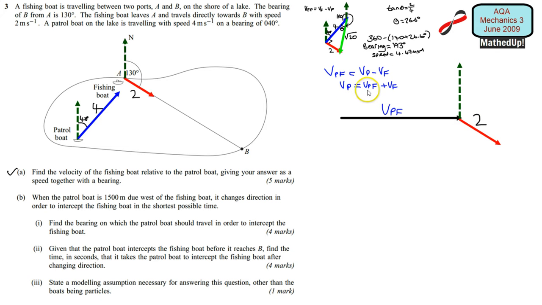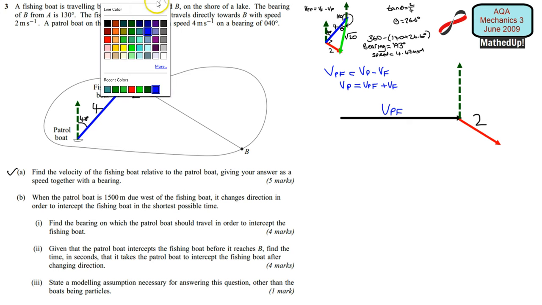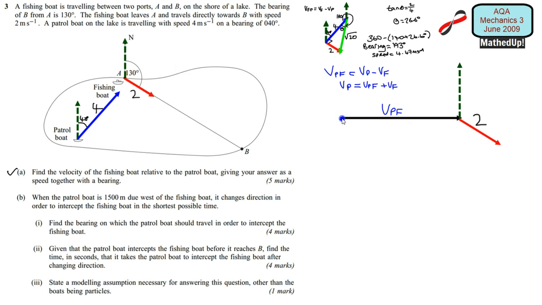Right, okay, so from this we know that this plus this is going to give us the velocity of my patrol boat. So I'm going to draw the velocity of my patrol boat in here. And that has to be going in that direction there. That's going to be the velocity of my patrol boat, and that's still going to be going at 4 meters per second. So that's still going to be equal to 4 meters per second. Okay, so it's only changed direction, it's not changed its speed.